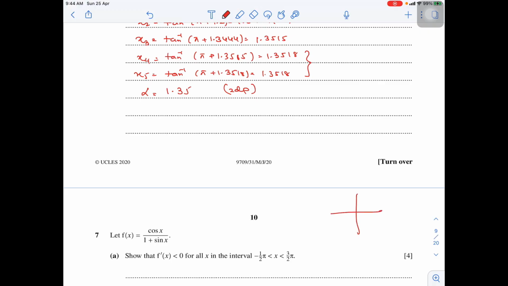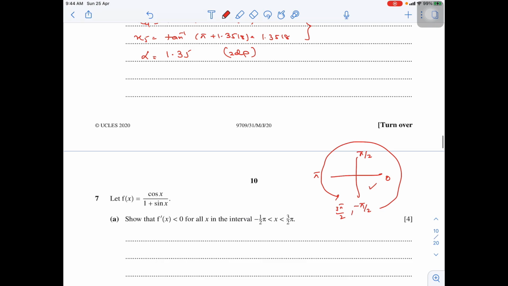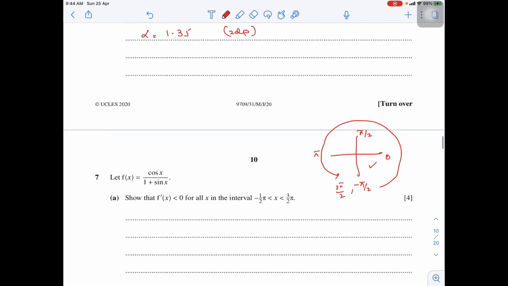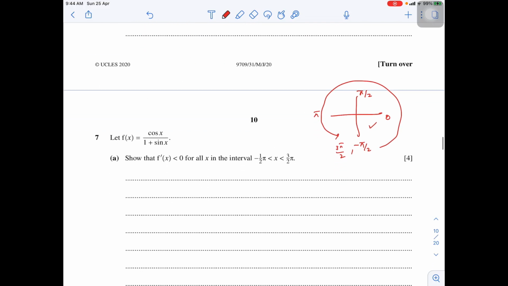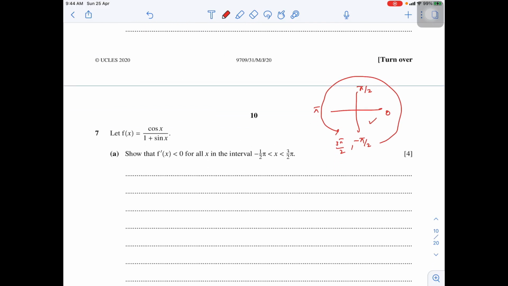Let f(x) be cos x over 1 plus sin x. Show that f dash x is less than 0 for all x in the interval negative half pi to 3 over 2 pi. That means that's 0, that's negative pi over 2. So that's the fourth quadrant, then pi over 2, pi, and 3 pi over 2. Basically, all 4 quadrants, but we are going from the fourth quadrant first, then first, second, and third. That way we are moving. All right, let's try the next one.